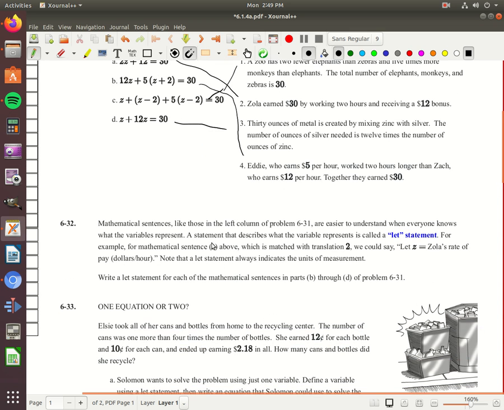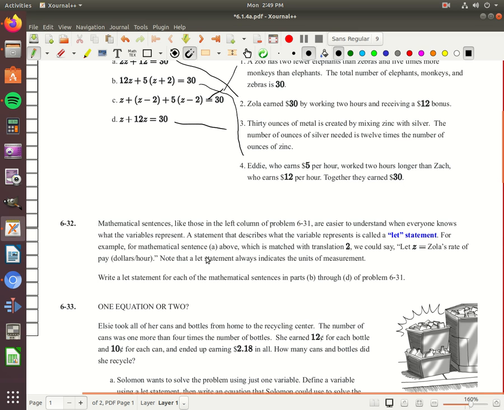So mathematical sentences like those in the left column of problem 631 are easier to understand when everyone knows what the variables represent. A statement that describes what a variable represents is called the let statement. For instance, let z equal whatever. I refer to it as defining variables because that's what my teacher said to me. So, define your variables. Tell me what x means. Tell me what y means, etc.